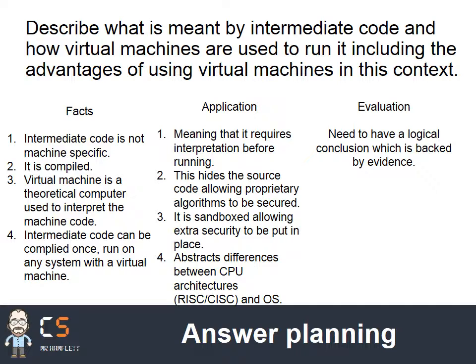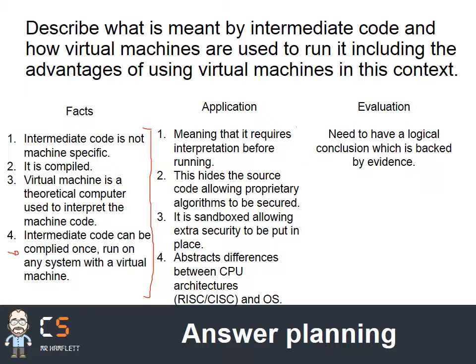In order to get the marks for long answer questions, you need facts, application and evaluation. So here's some of the facts. Intermediate code is not machine specific, it's going to be compiled. So that's describing what intermediate code is. A virtual machine is a theoretical computer used to interpret the machine code, and intermediate code can be compiled once and run on any system. This is one of the key benefits of it.